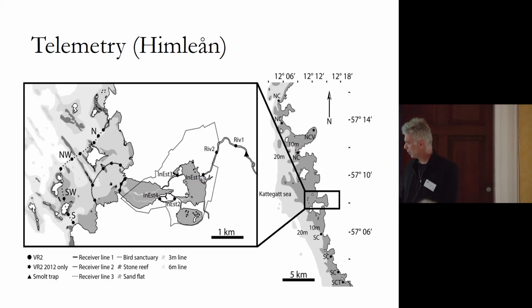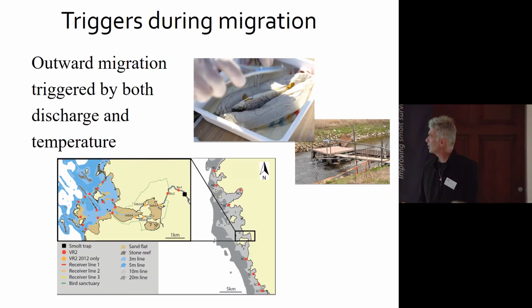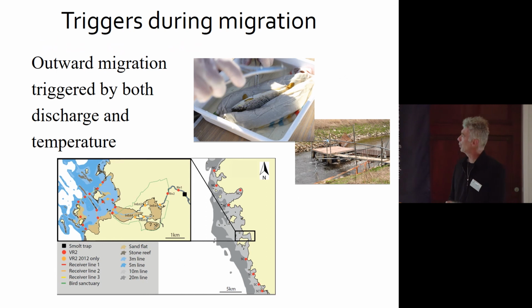And then we had a number of logging stations. This is the picture you just saw from the river. A couple of receivers here using the Demco system, and then it's a big estuary here where cormorants, Niels's bird, are occupying, and also a number of receiver rows in the coastline here. So we could follow them on the outward migration here. So the triggers then seem to be both discharge and temperature.